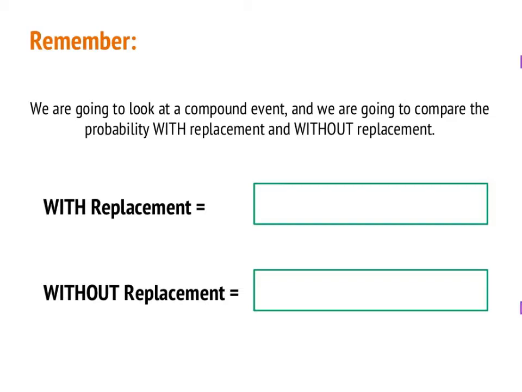We're going to be looking at compound events, and we're going to compare the probability with replacement and without replacement. And remember that when we talk about with replacement, we're talking about independent events, and when we talk about without replacement, we're then talking about dependent events. This is important to know as we go ahead moving forward.